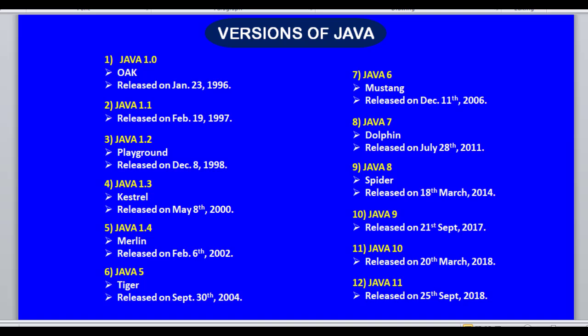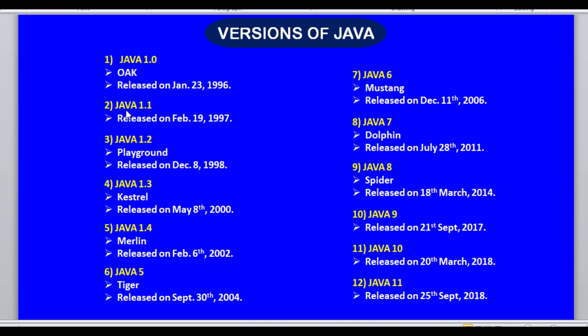Welcome to my tutorial video, and in this video we'll be talking about the versions of the Java programming language. In Java programming we have several versions, and the first version was released on 23 January 1996, and that version name was Oak.